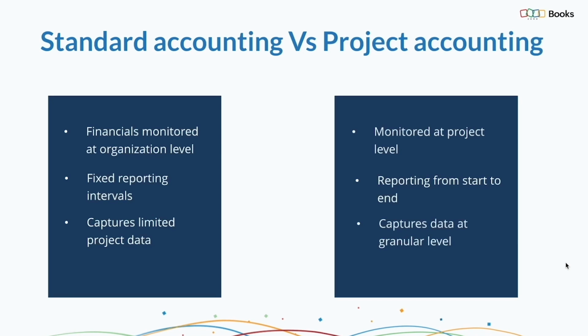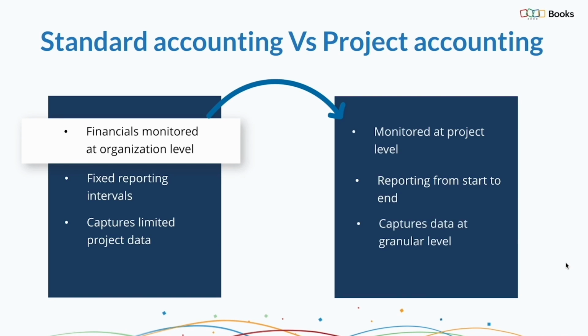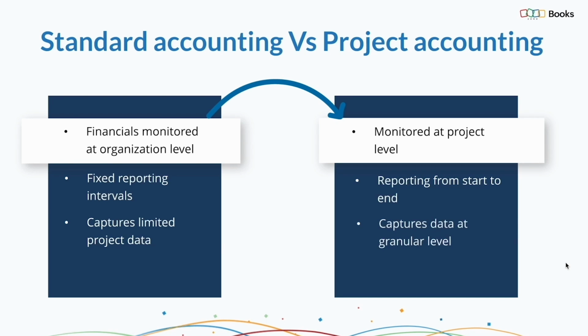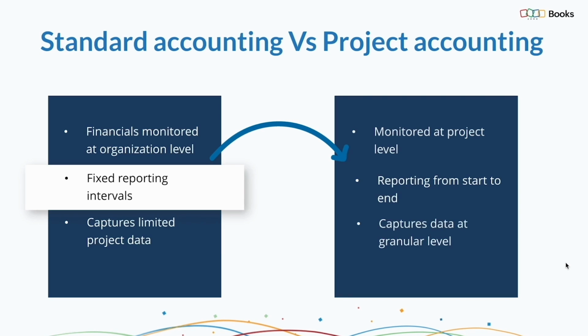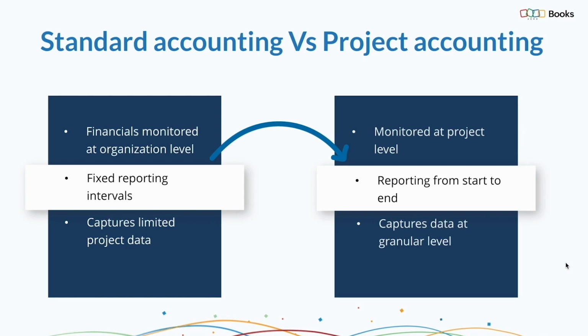Now let's look at how project accounting stands out from the standard accounting method. Standard business accounting tallies expenses, revenues, and budgets across an organization. Project accounting tracks costs to the project besides billing and revenue recognition for project profitability. Standard financial reports are generated at fixed intervals, like quarterly or annually, which doesn't usually coincide with a project deadline. Project accounting will allow us to generate reports based on the project's timeline, from the start date to the end date of a project.